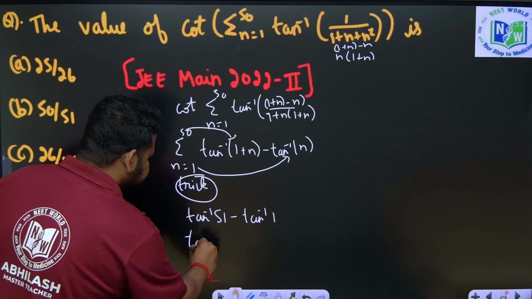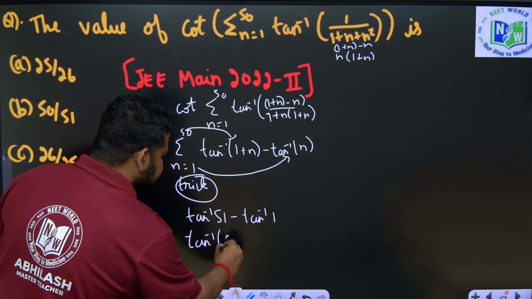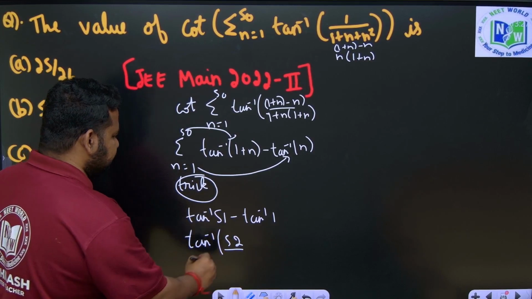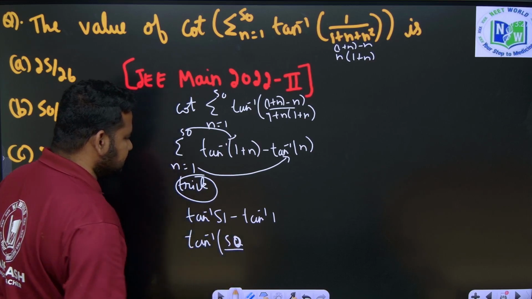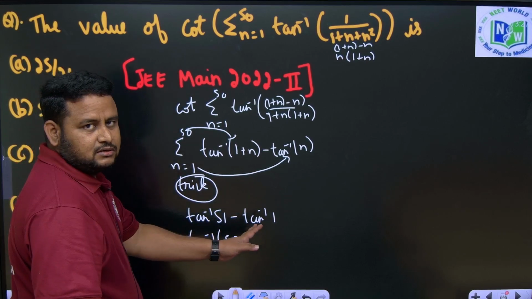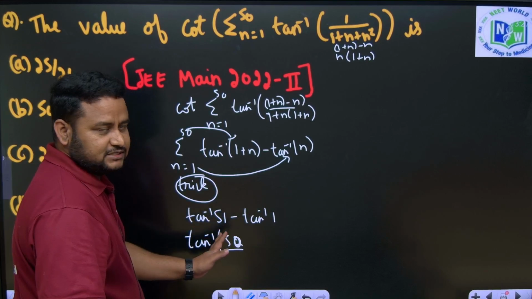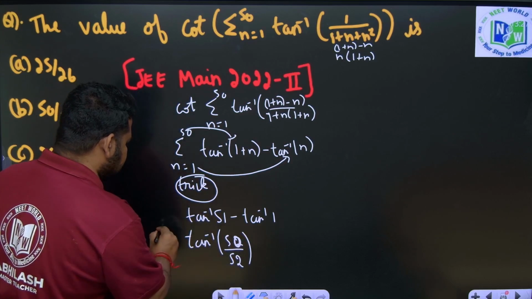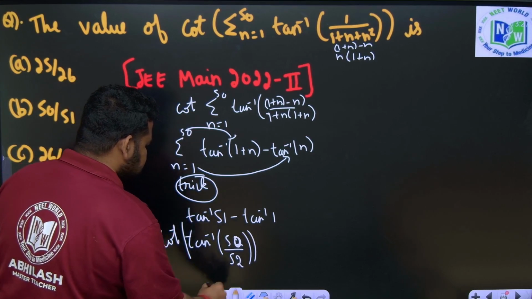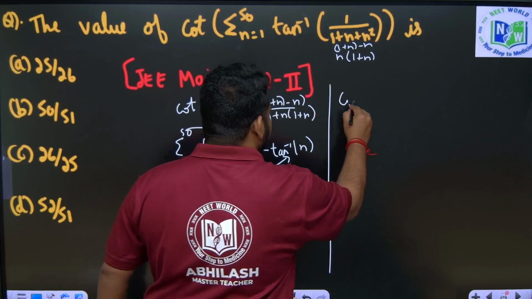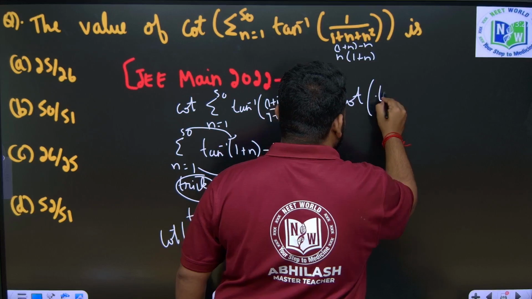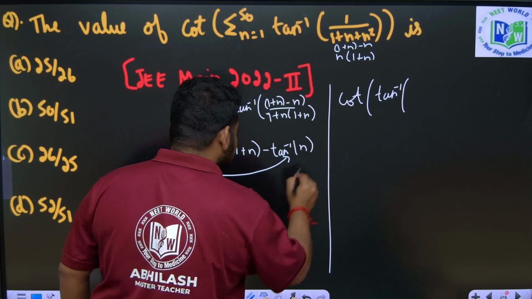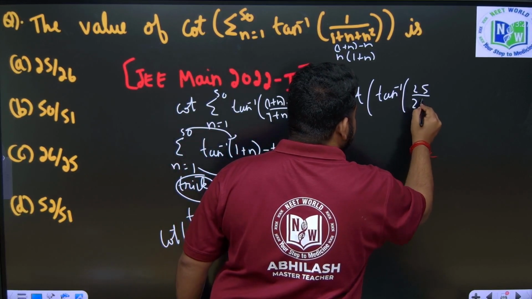Tan inverse of (51 plus 1) by (1 minus 51 times 1)... so this will become 51 minus 1, sorry, this is 50. Tan inverse of (51 minus 1) divided by (1 plus xy), that is 1 plus 51, that is 52, you will get. Okay, so cot of this we will get. So this will be equal to what? Cot of tan inverse of 50 by 52, if I cancel by 2 I will get 25 by 26.